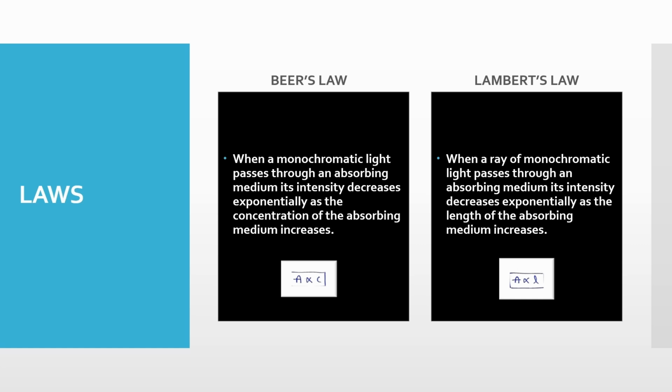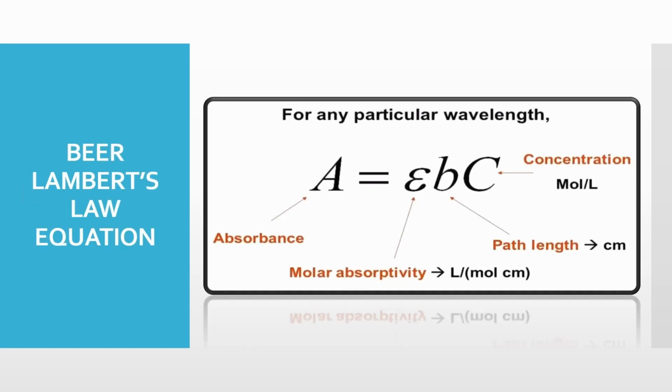Lambert's law states that when a ray of monochromatic light passes through an absorbing medium, its intensity decreases exponentially as the length of the absorbing medium increases. It is denoted as A is directly proportional to L, where A is the absorbance and L is the path length of the solution.